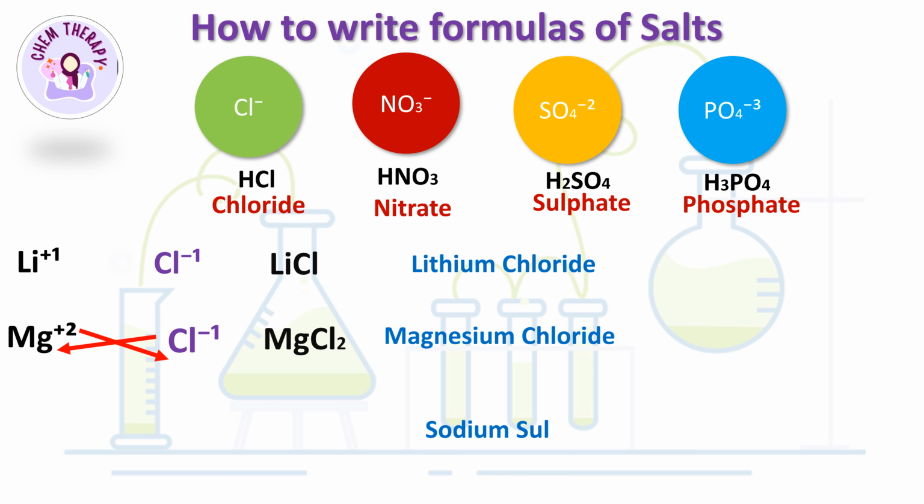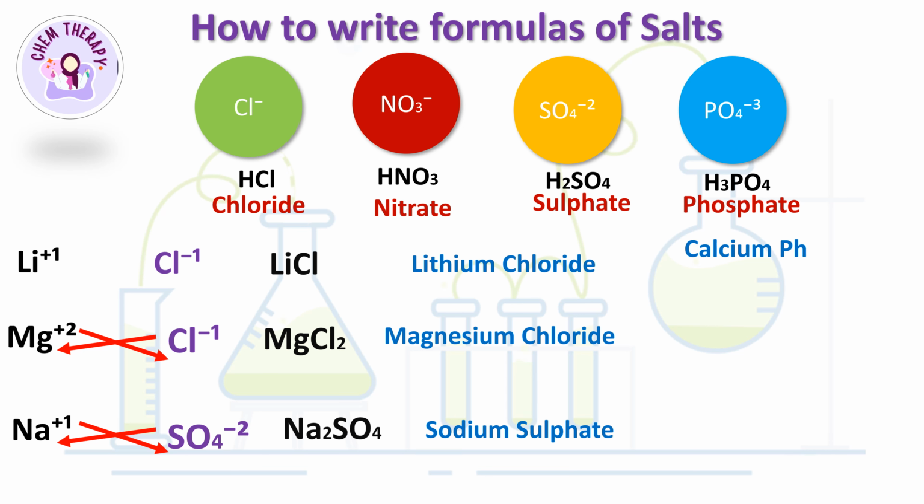Next is sodium sulfate. The charge on the sodium ion is +1, again, being a member of group 1. And that on sulfate is -2. Exchanging the charges on the sodium and sulfate ions, 2 would go with the sodium and 1 with the sulfate. Hence, the formula of sodium sulfate is Na2SO4.